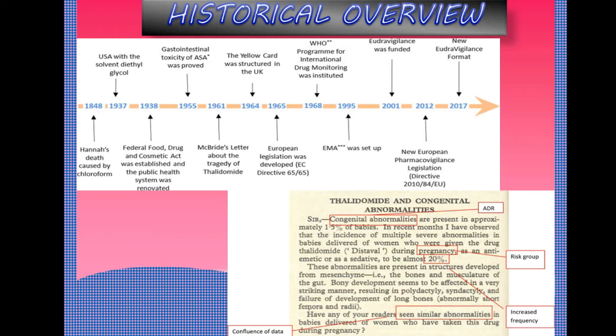After that, in 1968, the WHO program came to the scenario. The WHO program for international drug monitoring was instituted, and 10 members participated in this program: Australia, UK, USA, Germany, Canada, Ireland, Sweden, Denmark, New Zealand, and Netherlands. And after that, Italy also participated in 1975.